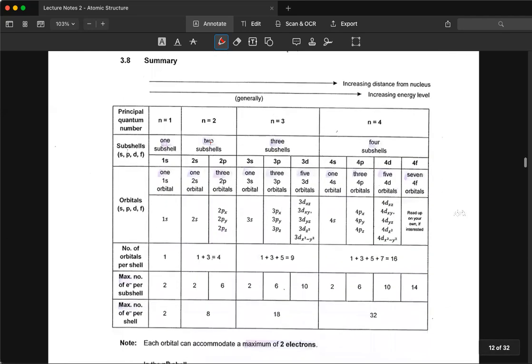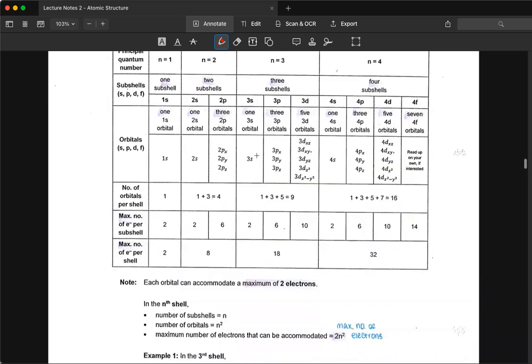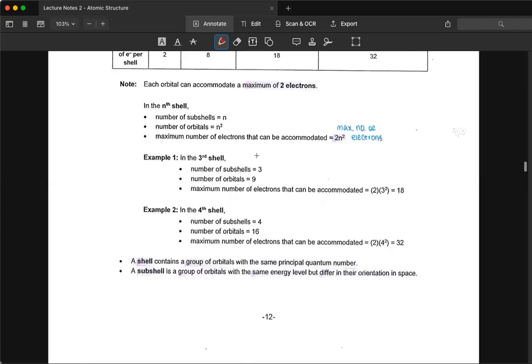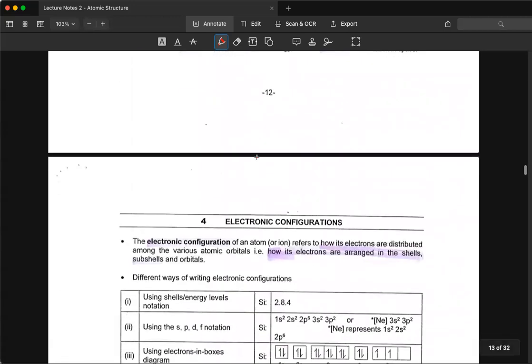So this is a summary of what I have gone through for the first 20 minutes. I shall not go through it now.